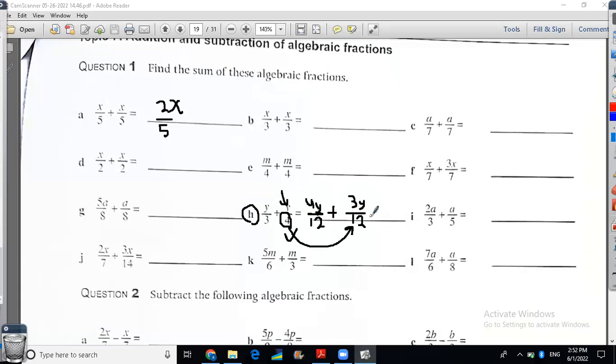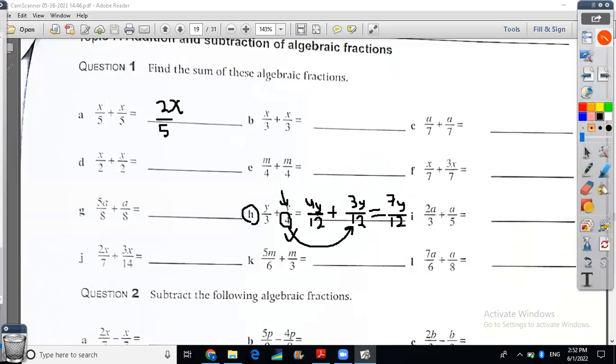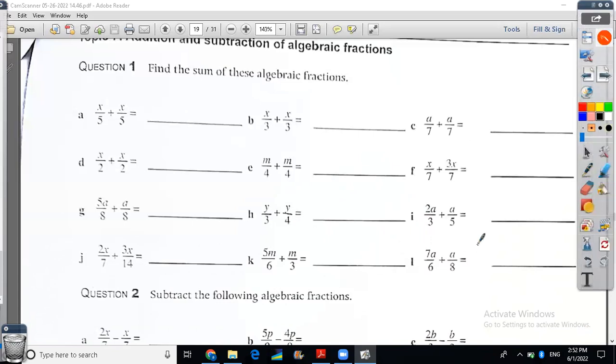That's it, Mr. Ahmed? Almost there. The denominators now are the same, so it's going to be 12. 4y plus 3y is 7y. That is it. The answer is 7y over 12. So y over 3 plus y over 4 is 7y over 12. Let's keep going. You're going to do the same thing exactly here with the rest of the questions in question 1.